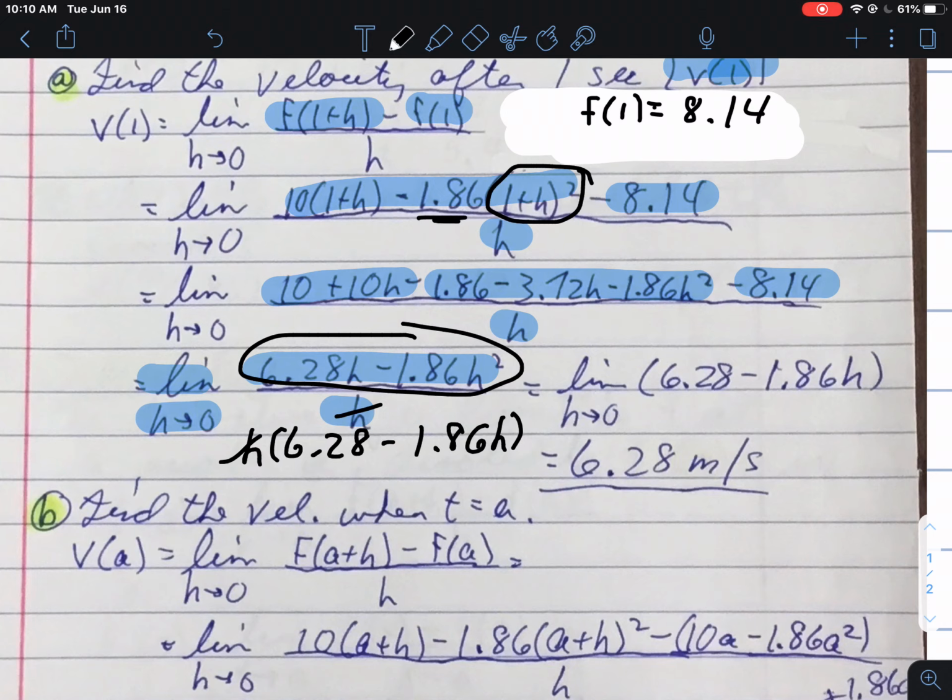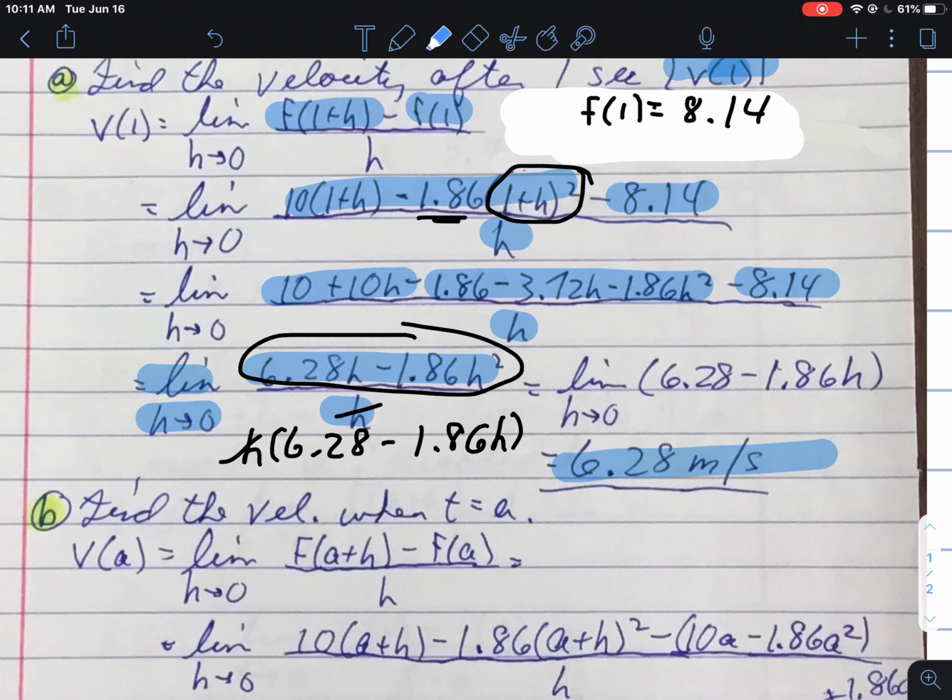Okay. I should have included that step because remember, that's our whole purpose. At some point, I have to get rid of that h in the denominator. And then that leaves us with 6.28 minus 1.86h, which I can now plug in h equal to 0. Here's our direct substitution, and there's our final value.